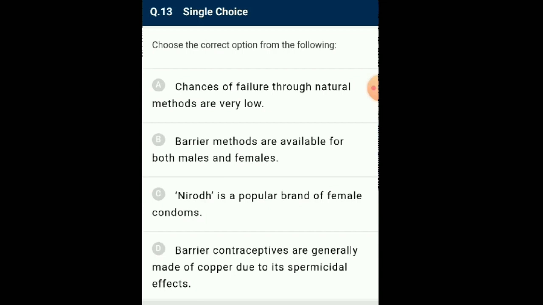Question number 13. Choose the correct option from the following. Barrier methods are available for both males and females. Female condoms are called femidoms. Apart from condoms, other barrier devices such as the diaphragm, cervical cap, and vault cap are used by females to prevent unwanted pregnancy. Nirodh is a popular brand of condom for males. It provides protection against sexually transmitted diseases and AIDS. So the answer for this question is option B. Barrier methods are available for both males and females. That is the correct option.